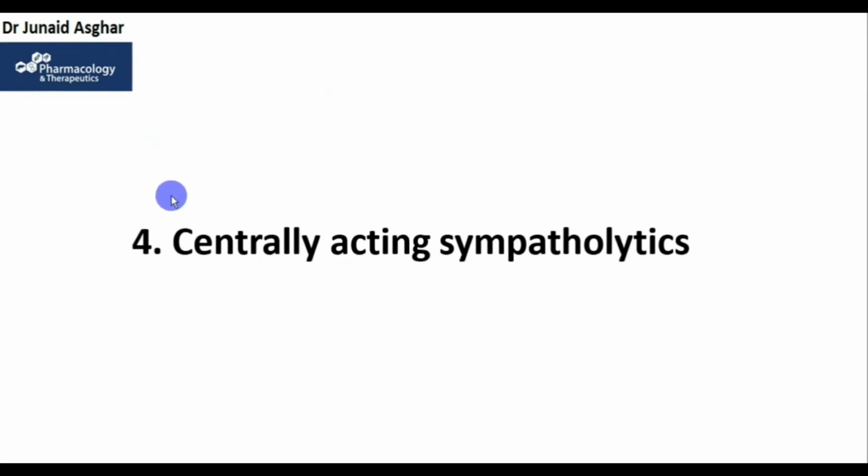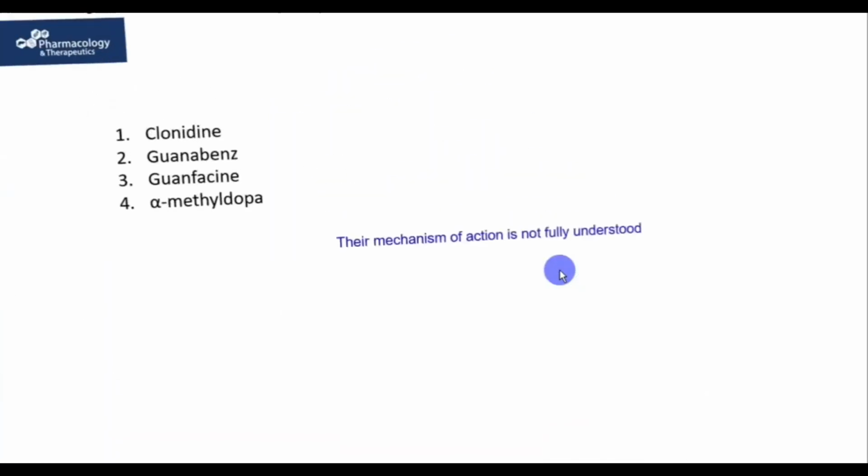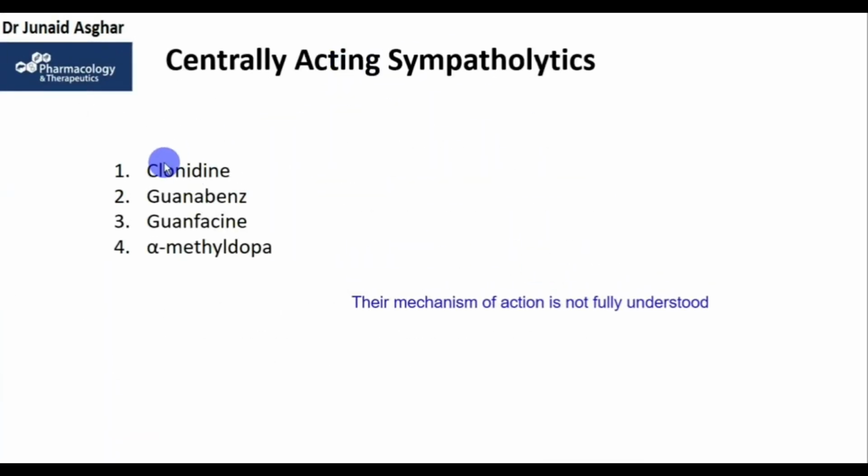And the last class of antihypertensive agents is the centrally acting sympatholytics. And these include clonidine, guanabenz, guanfacine, and alpha-methyldopa. Now, these drugs are not considered the first-line therapy for hypertension because of their side effects. These drugs decrease the sympathetic flow by a mechanism which is largely unknown.